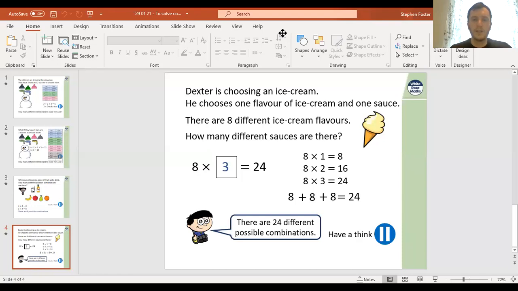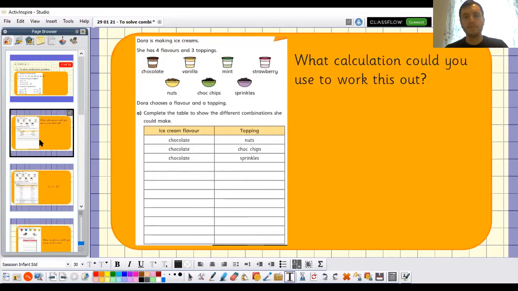Let me start sharing a different screen once more so you can see your challenges for today. The first challenge. Dora is making ice creams.